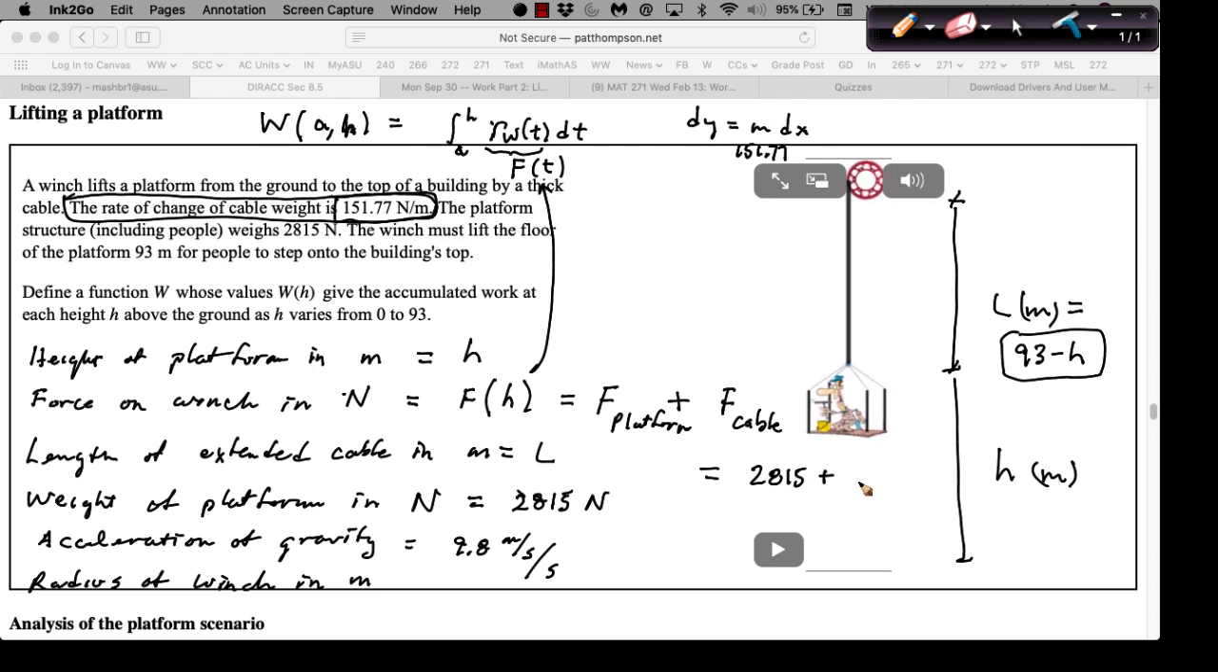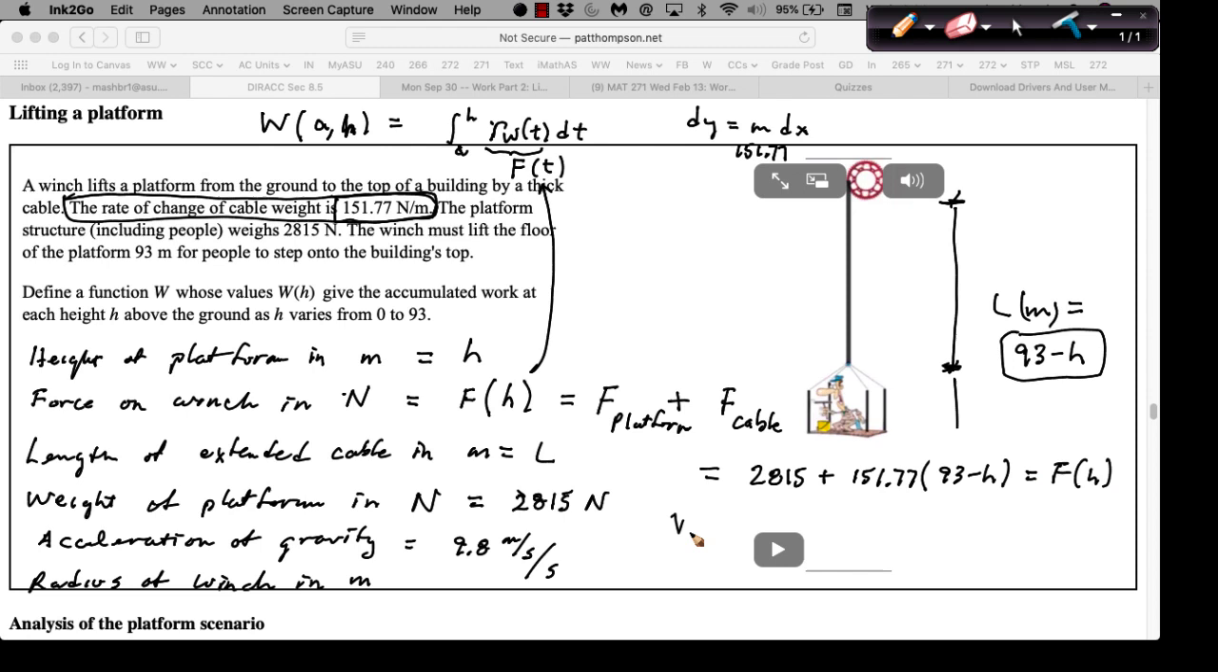So I can take my rate. What is my variation in meters? It's (93 minus H), right? This is my variation, like my dx, times the rate, gives me d force of the cable. So this was my f of h function. And that force as a function of height is my rate of change of work. So now I'm ready to write the work function.